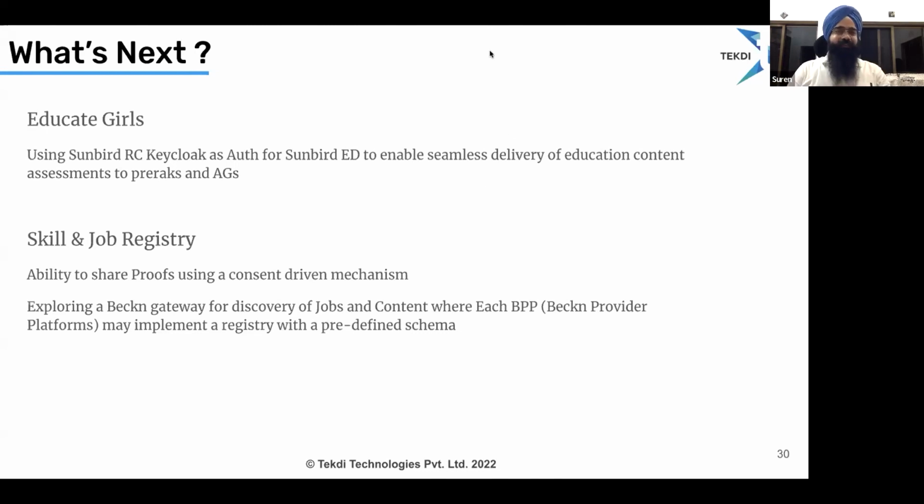In fact, on the last piece of skill and job registry, the whole initiative is called Decentralized Skilling and Education Protocol. That community also, me and two more friends, we are leading that community. So some exciting development happening there.